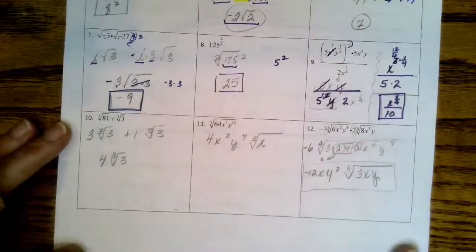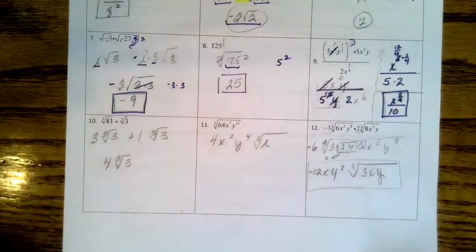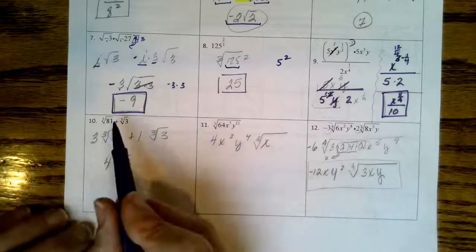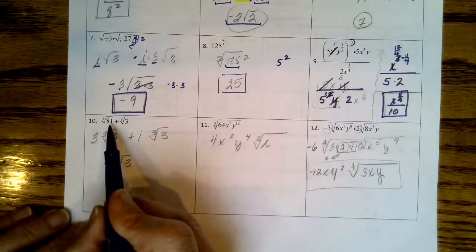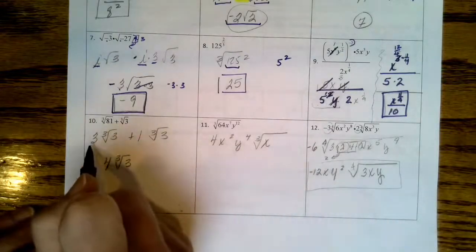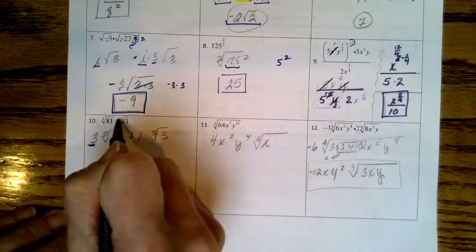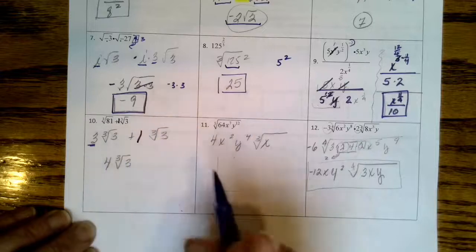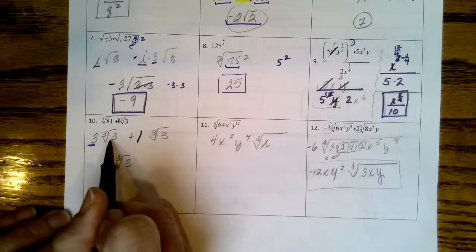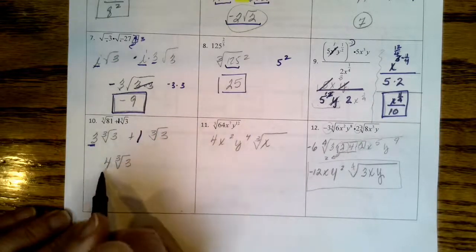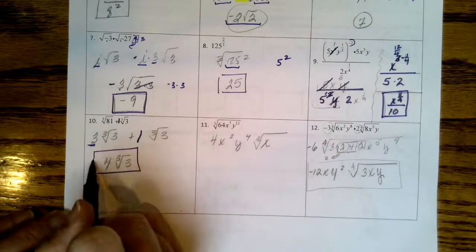Okay, we take a look at number 10. The cube root of 81. 81 is 3 to the 4th power. So 3 3's come out as 1 and 1 is left inside. Now I went ahead and wrote this 1 here because then I can see that 3 of these plus 1 of these is equal to 4 of these.